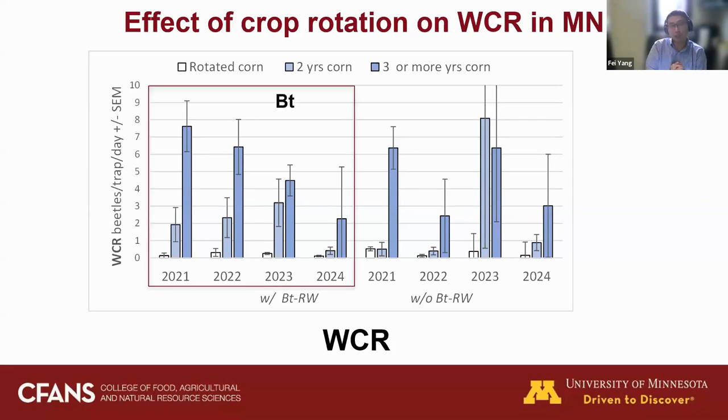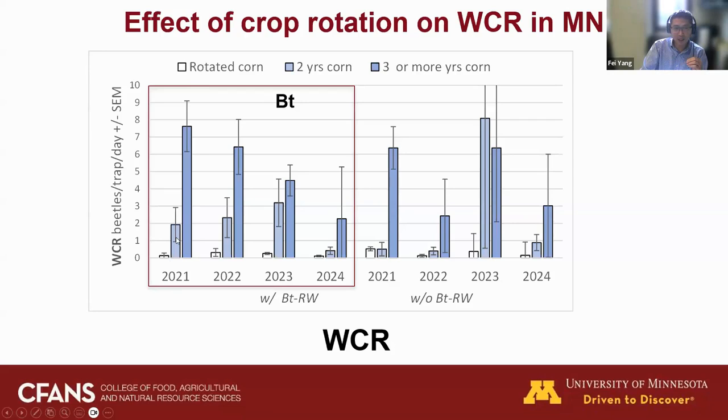So first, if we look at the BT traits, the white bar here is the first year corn, the light blue bar is the second year corn fields, and the dark blue bar is 3 or more years continuous corn fields. If we look at the data from 2021 to 2024, we found that for the white bar, the first year corn, we have very low pressure.